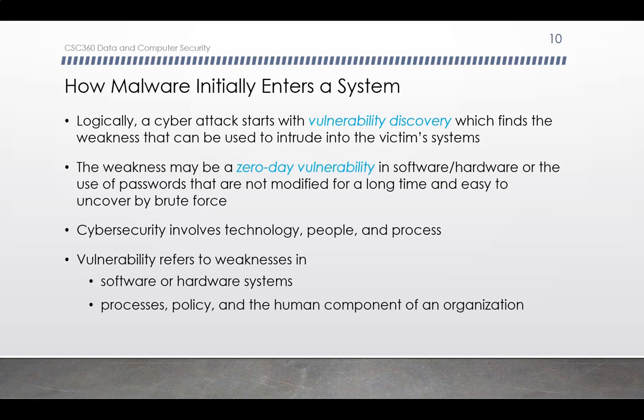So how does malware initially enter a system? Well, logically, a cyber attack starts with what's called a vulnerability discovery. This is where the adversary finds some weakness that can be exploited and used to intrude into the victim's system. An experienced hacker will likely attempt to discover information about a target prior to actually attempting an attack. This is similar to a bank robber acquiring knowledge about a bank's alarm systems, number of guards, police response time, and so on. It's kind of like the idiom casing the joint.